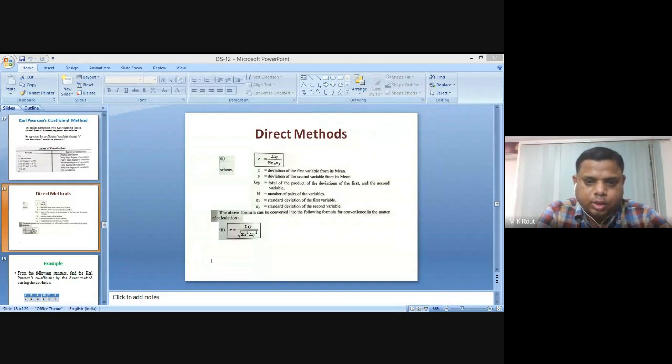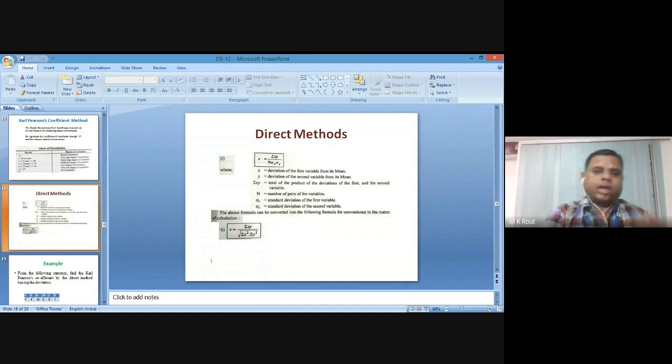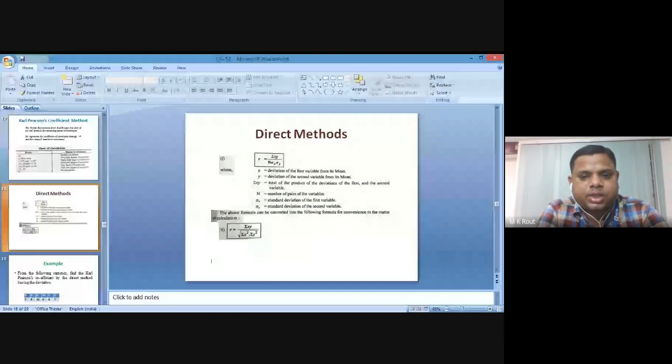I will read the notation of the formula belonging to the direct method, with reference to Karl Pearson coefficient methods. Here r represents the correlation, which equals summation of xy divided by n into sigma x into sigma y. Here x stands for the deviation of the first variable from its mean, and y stands for the deviation of the second variable from its mean. The next part is summation of xy, that is the total of the product of deviations of the first and second variables, and n represents the number of pairs of variables, or the number of observations.